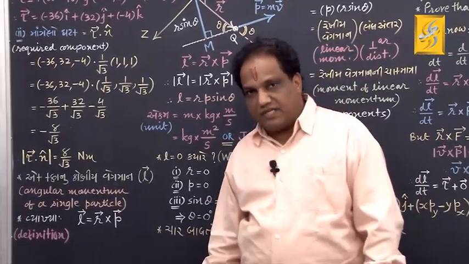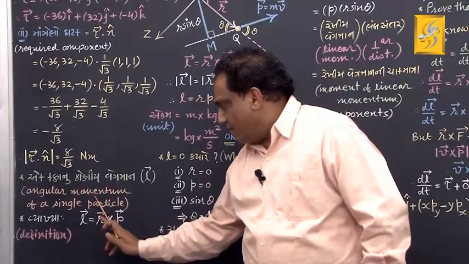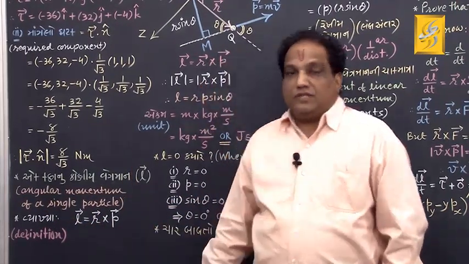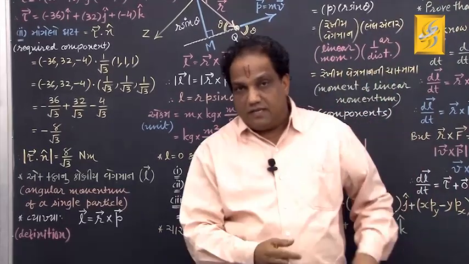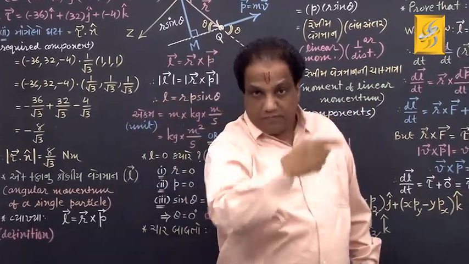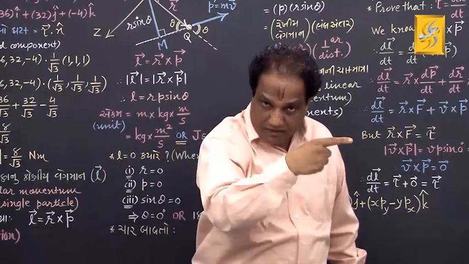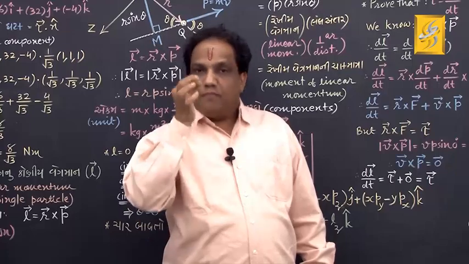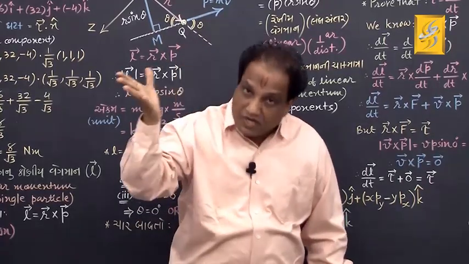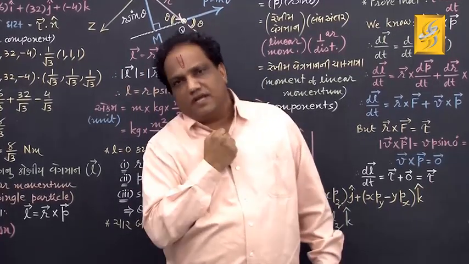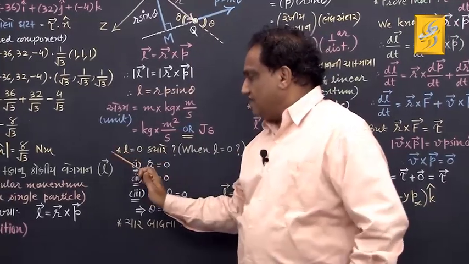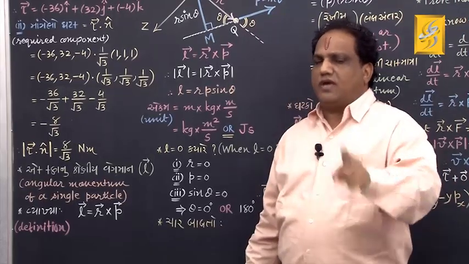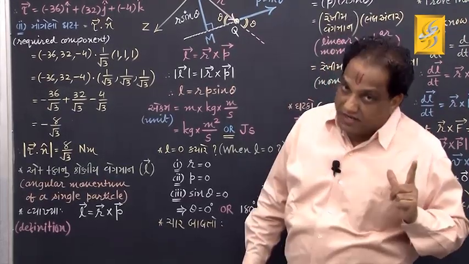What is the article? See the title. Angular momentum of a single particle. The way any particle performing linear motion possesses linear momentum, similarly, a particle performing angular motion possesses angular momentum. So far as a single particle is concerned, its symbol is vector small l. Vector small l gives you angular momentum of a single particle.